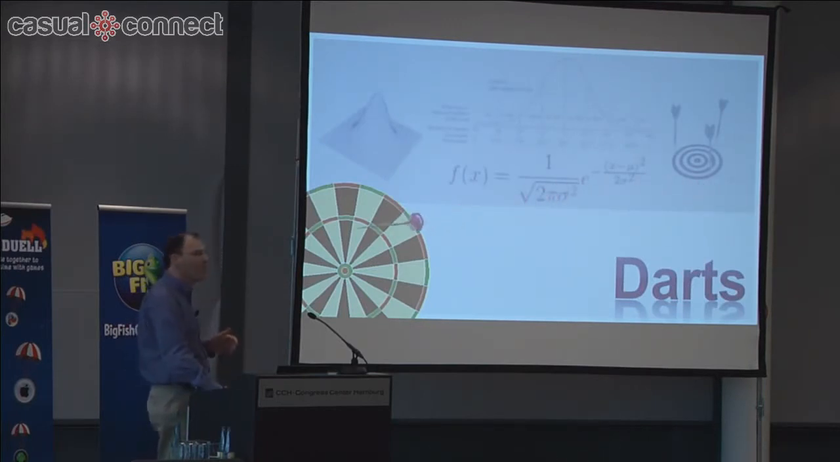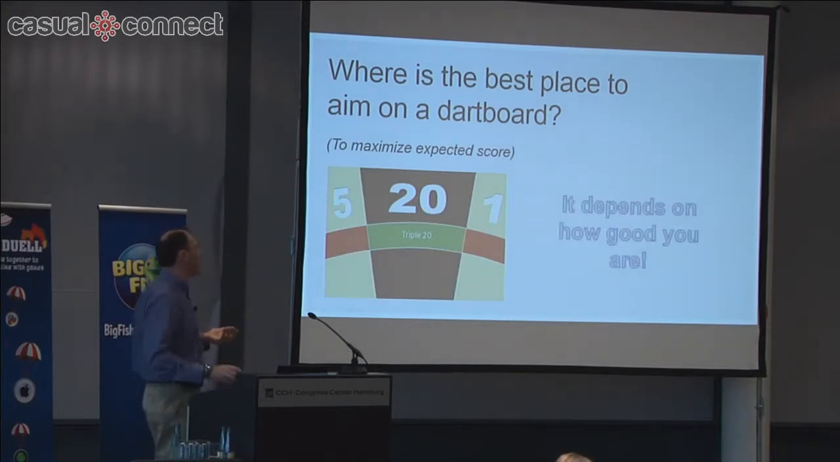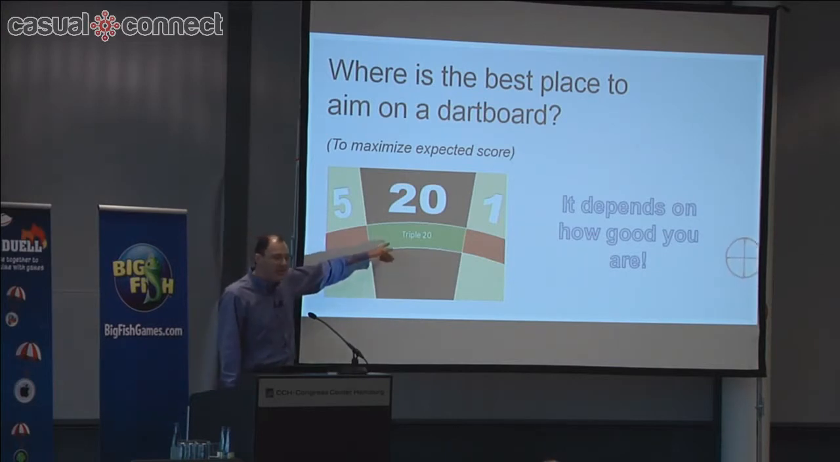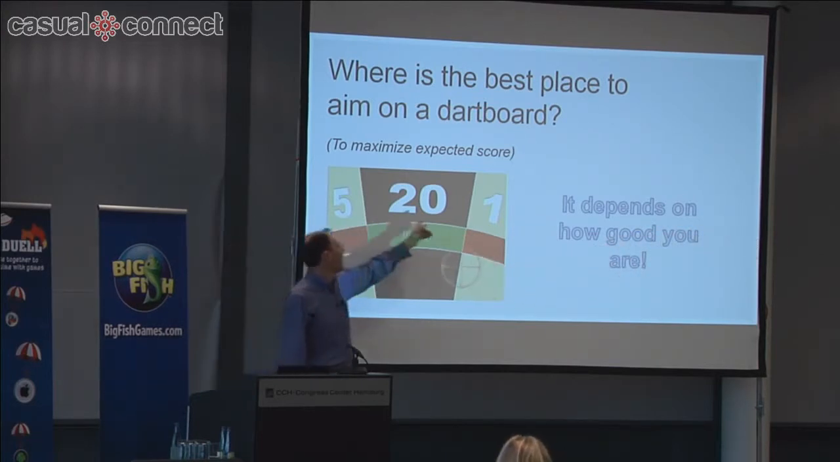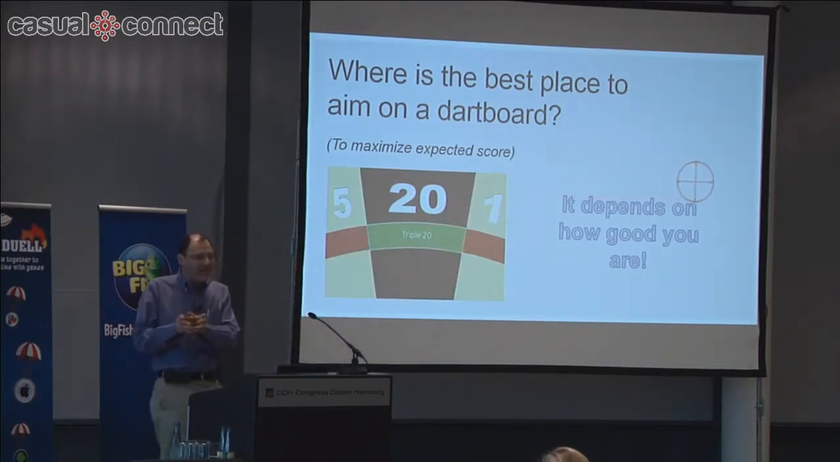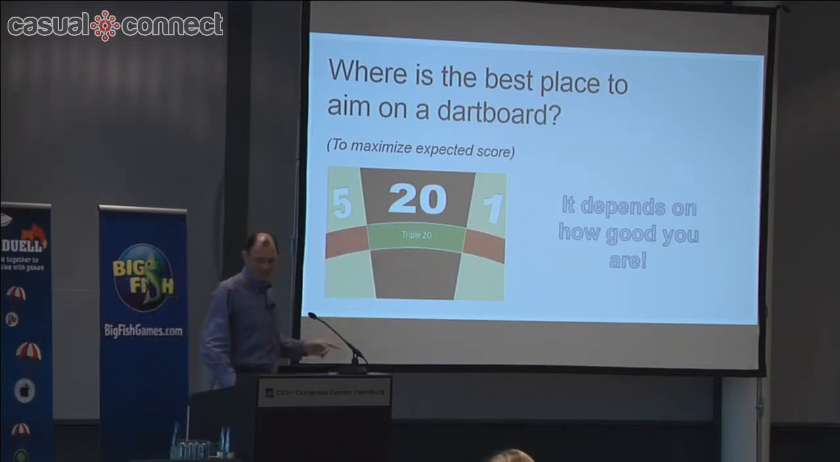Darts. I don't know how many people play darts, but a question: where's the best place to aim on a dartboard to maximize the score? And the answer is really, it depends on how good a player you are. If you're a really good player, you should aim for the triple 20 because it's the highest score on the board. But if you miss, you end up in the 5 or the 1. Maybe there's somewhere on the board that's a better place to aim, that if you miss, you'll still get a reasonable score rather than a very poor score.